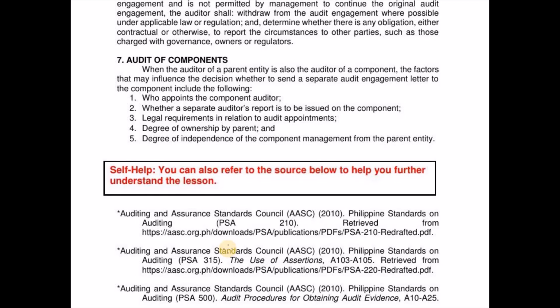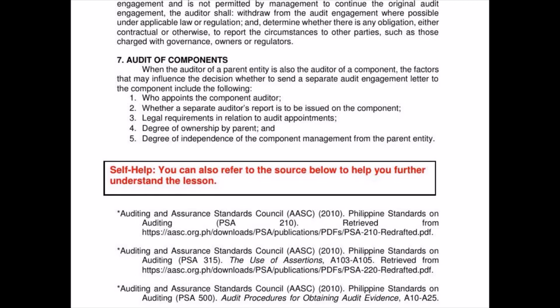So now, let's go to the audit of components. Is there a need to send a separate audit engagement letter to a component of a parent entity who is also an audit client? So, when the auditor of the parent entity is also the auditor of a component, the factors that may influence the decision of whether to send a separate audit engagement letter to the component include the following.